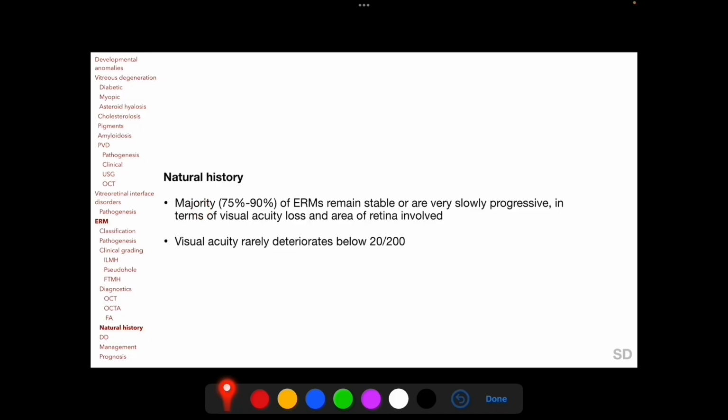The majority, that is 75 to 90% of epiretinal membranes, remain stable or are very slowly progressive over time in terms of both visual acuity loss and area of retina involved, and this is important to remember.